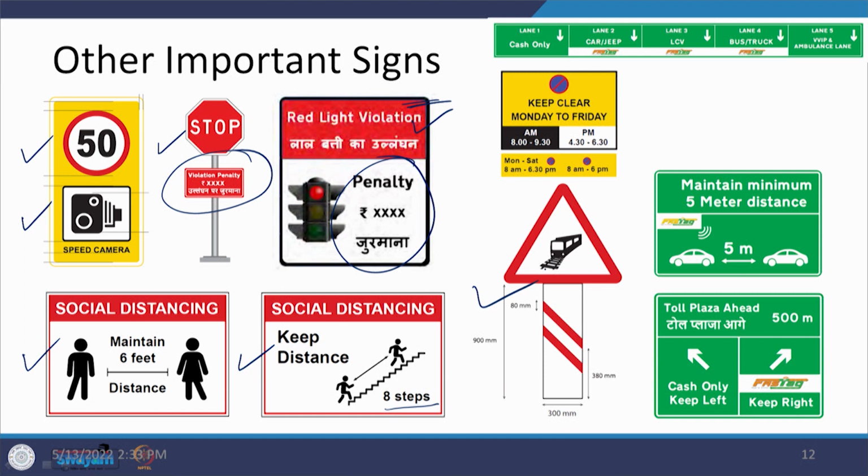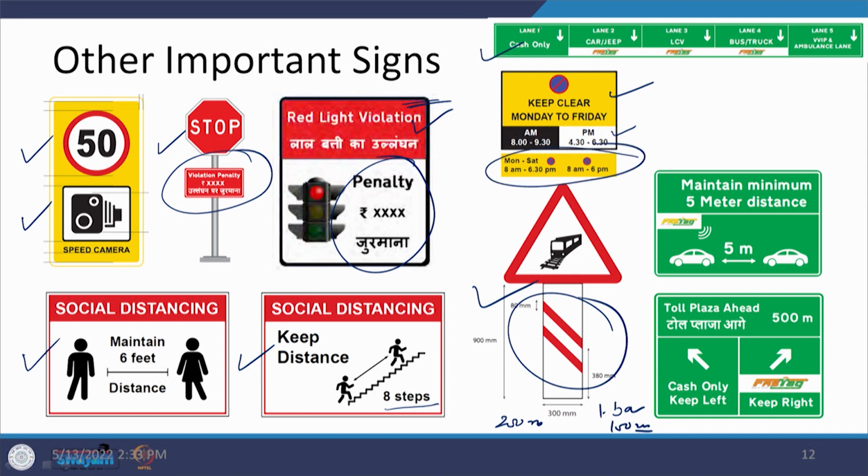Now, this one is related to a railway crossing ahead, as I said, and there are 2 bars here, and these 2 bars define that this is 200 meters ahead. If there has been 1 bar, then it means it was 100 meters ahead. Here, keep clear, do not park your vehicle, and that is defined from 8 to 9:30 in the morning and 4:30 to 6:30 in the evening from Monday to Friday. Saturday, Sunday is okay, no problem in that, or there may be some other type of ruling.